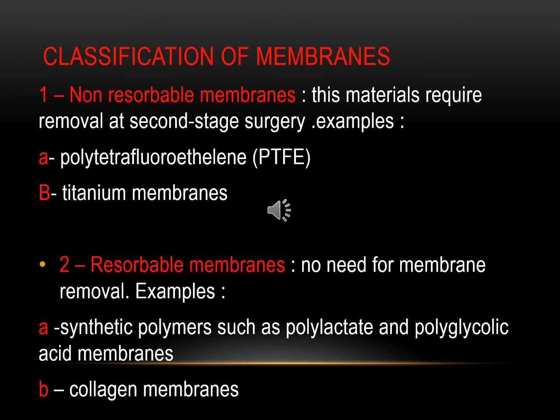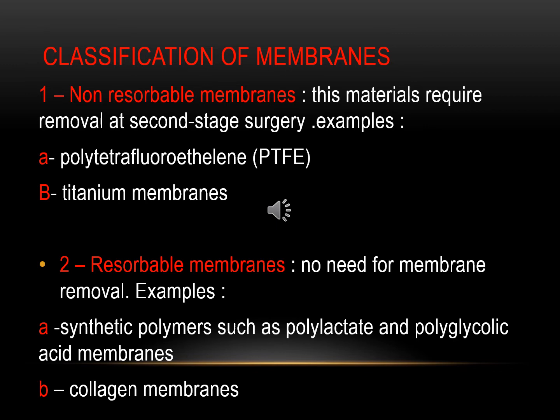Classification of membranes. First type of membrane is non-resorbable membrane. This membrane requires removal at second stage surgery. Example, polytetrafluoroethylene, PTFE membranes, and titanium membrane. That means these membranes need another surgical procedure for removal after the complete bone filling inside the bony defect. The second type of membranes is resorbable membrane.